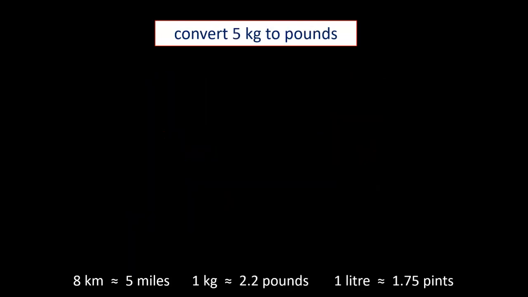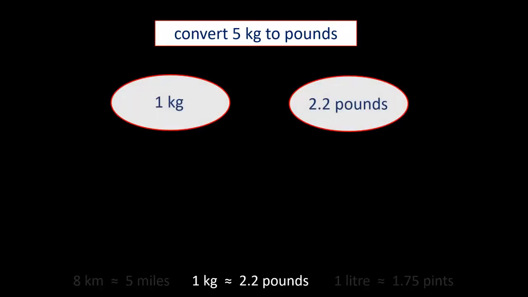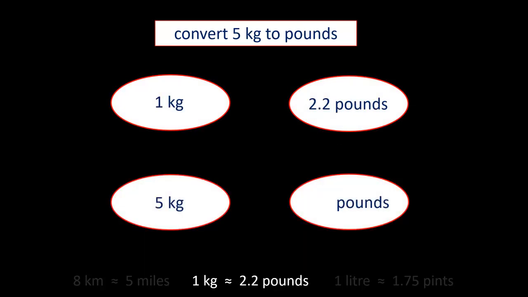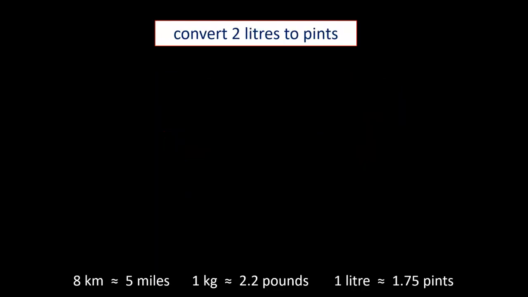Let's do one with kilograms and pounds then. So let's have a look down the bottom. We need to know that fact. 1 kilogram, 2.2 pounds. Now we haven't got 1 kilogram. We've got 5 kilograms. So what we've done, our 1, we've multiplied it by 5. We do the same to 2.2. And you can work that out. 2.2 times 5, 11 pounds. So 5 kilograms, approximately 11 pounds.